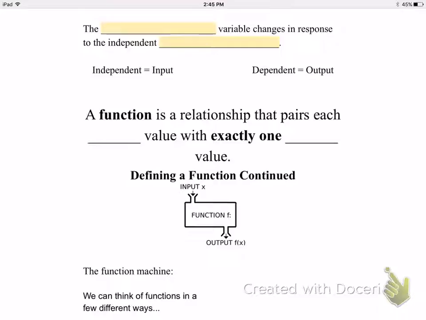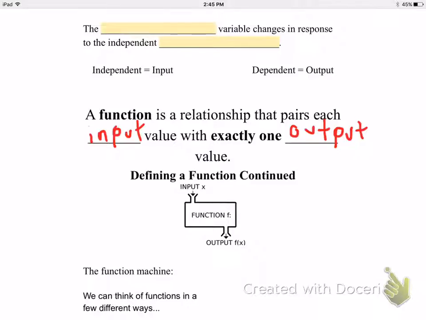Now, a function is a relationship that pairs each input with exactly one output. This exactly one is important because otherwise it's not a function. If you make $6 an hour and you work 10 hours, you're going to make $60. Every time you work 10 hours, you make $60. That's exactly one output for the input of 10 hours. Now, if sometimes when you work 10 hours you made $60 and sometimes you made $70 and sometimes you made $80, that's not going to be a function.